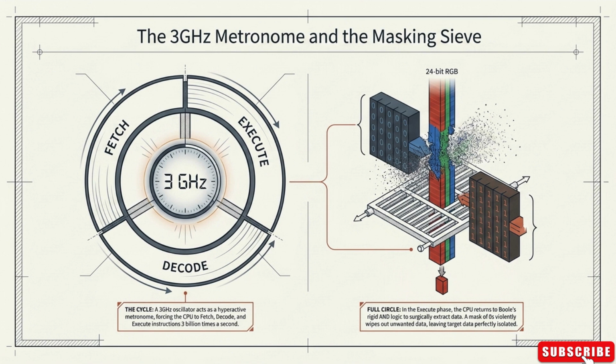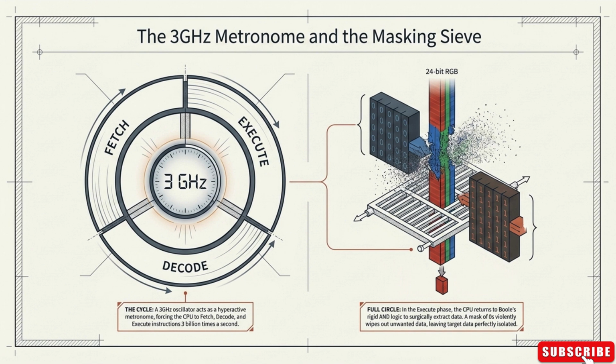I want to highlight an incredible practical application of Boole's logic that the CPU uses constantly, called masking. Masking, yes. So let's say the CPU is holding a 24-bit string of data, representing a single pixel of color, but the software only needs to extract the 8 bits that represent the red value. How does it surgically isolate just those bits? It uses the Boolean AND operation. The CPU lines up the pixel data with a mask. And the mask is simply another string of bits where the target section is entirely ones, and the sections you want to delete are entirely zeros.